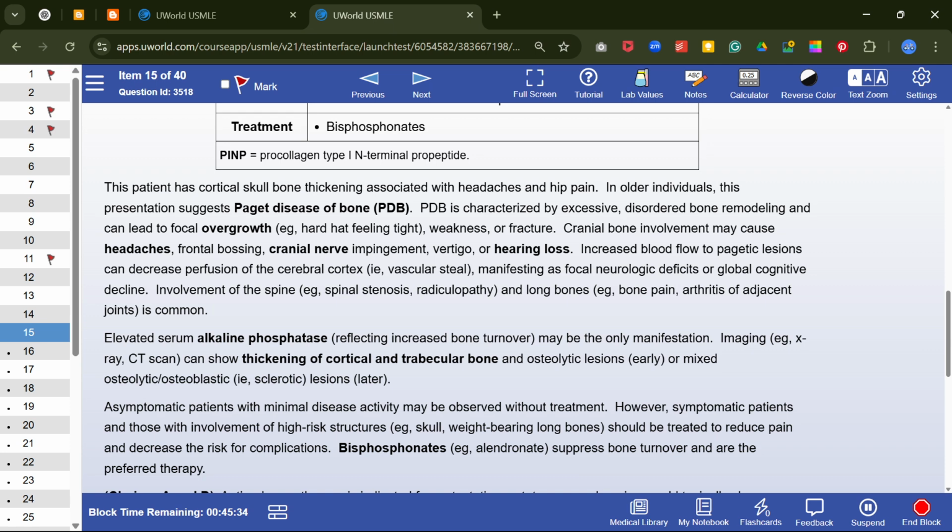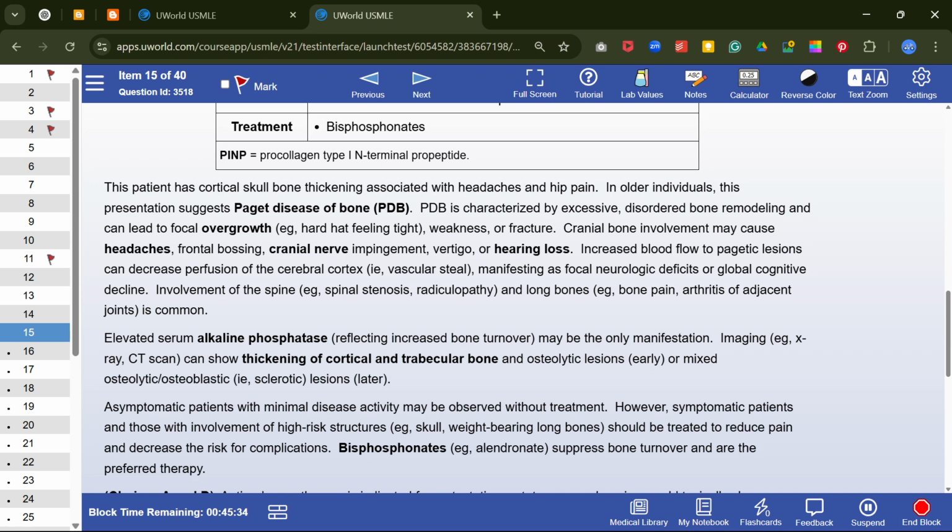Vascular steal may manifest as neurologic deficit or global cognitive decline. Involvement of the spine can cause spinal stenosis and radiculopathy; long bones cause bone pain, and arthritis of adjacent joints is common. Elevated serum ALP, reflecting increased bone turnover, may be the only manifestation.